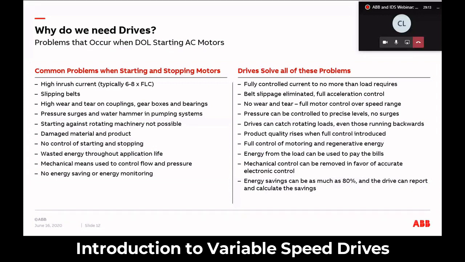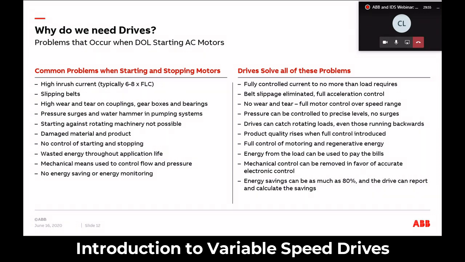The other key thing with direct online, as we mentioned before, is that they only ever operate at one speed, whereas with a drive we can actually vary that speed to a point where, depending on the type of load that's being applied, we can actually produce some form of energy saving as well. And that can be as much as 80%, and it all depends on what the load requirements are and what the load type is. And the drive has a very clever way of being able to report and calculate those savings, depending on what you've got set up within there.